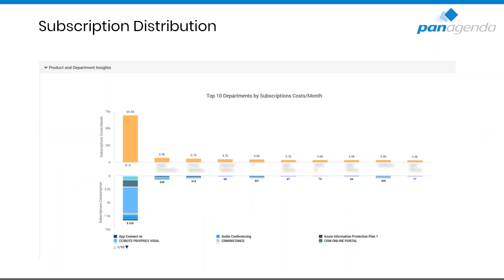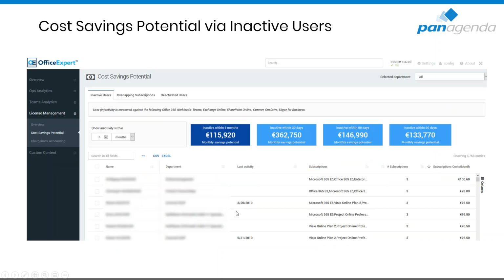The subscription distribution, that's where the Azure AD information comes into play, where we match it to the respective departments or locations or countries. Here we simply say what is the monthly subscription cost caused by which department and by using what kind of subscription types. So what is the consumption of the overall subscription types?